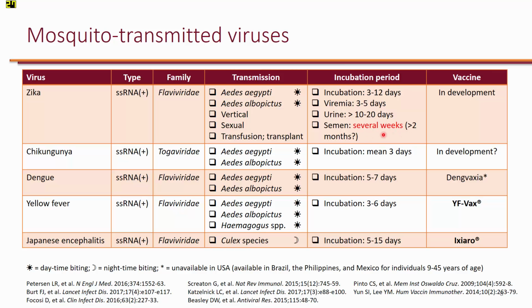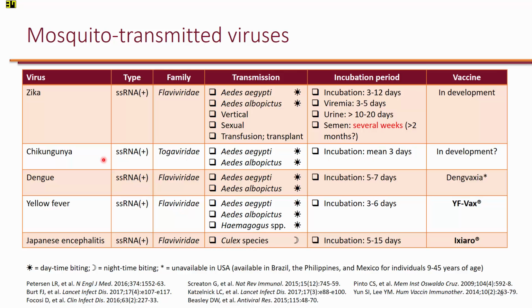So that's important to know if you are to make recommendations to patients. If someone has been exposed to the Zika virus and they want to plan pregnancy, then you want to advise them to delay their plans by at least 6 months, just to be sure. Now, chikungunya is also transmitted by these two mosquitoes, and the incubation period is about 3 days.